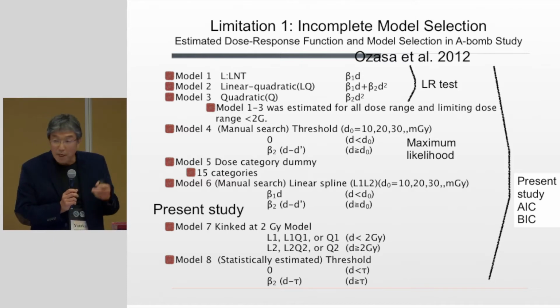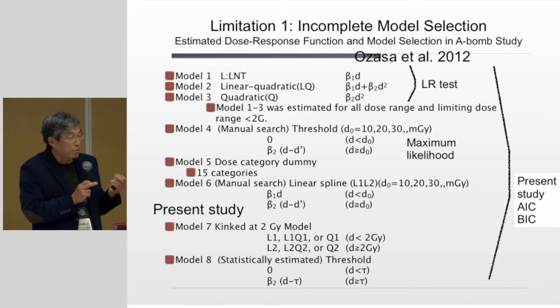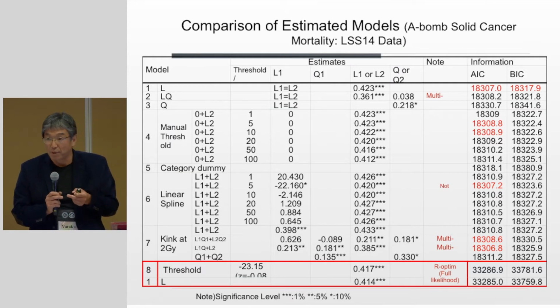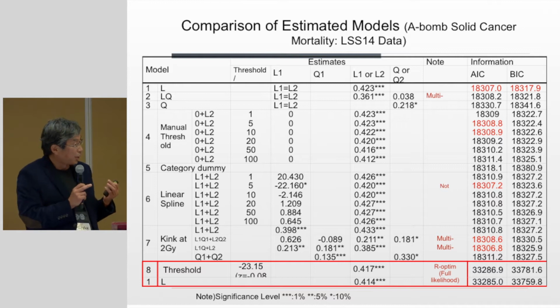So in their paper, as Professor Brenner introduced this morning, in their abstract, the result of the linear model and the result of the threshold model are both described. So that causes a really confusing impression.